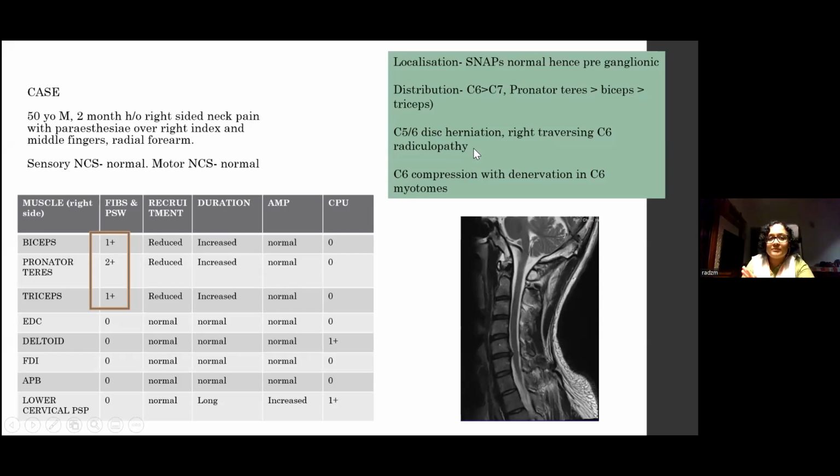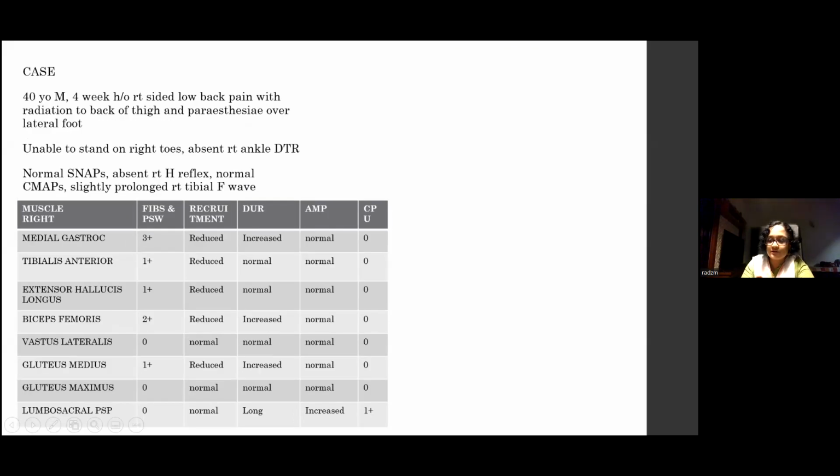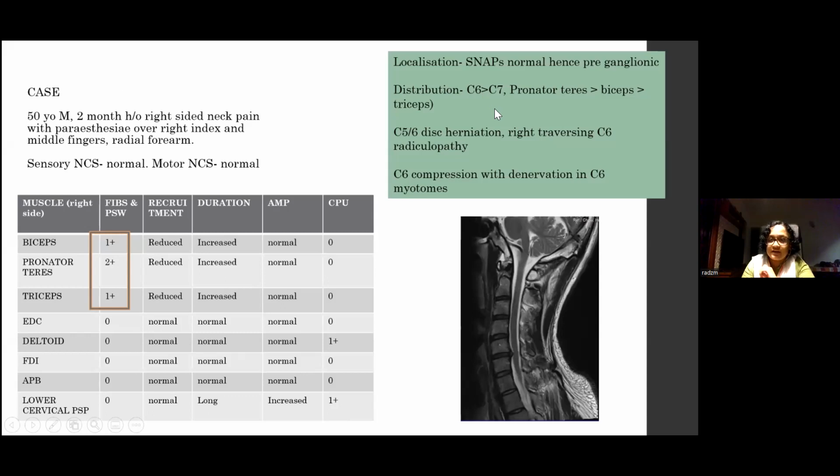And the presence of sensory nerve action potentials, which are normal, makes it preganglionic. The distribution of abnormalities is that pronator teres shows more fibrillations and positive sharp waves, while biceps and triceps show fewer. So pronator teres having more C6 than C7. Biceps also has C6, triceps has a little bit of C6. So it looks like C6 is more affected. Now biceps is also quite C6, but biceps being a larger muscle, its pickup rate is not as good as pronator teres for C6. So here you have C6 denervation more pronounced compared to C7.